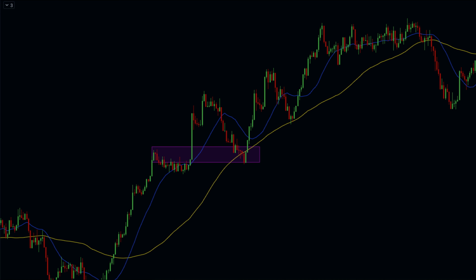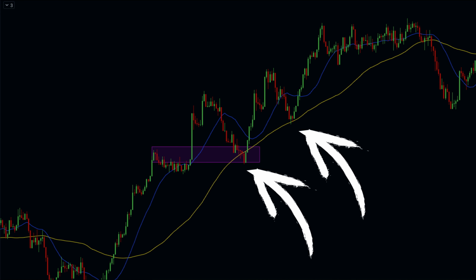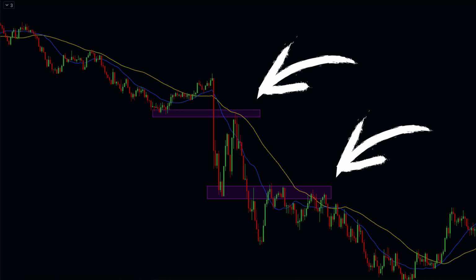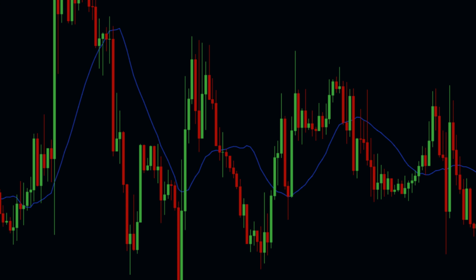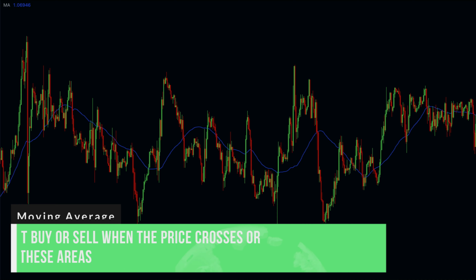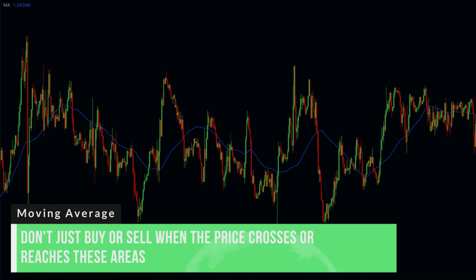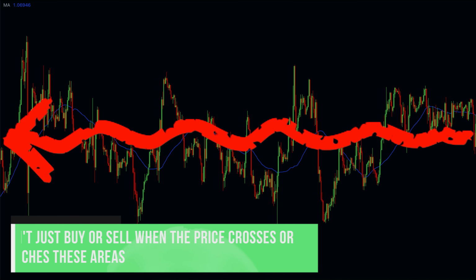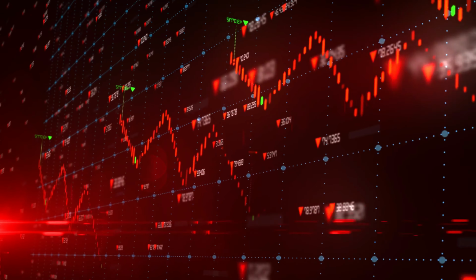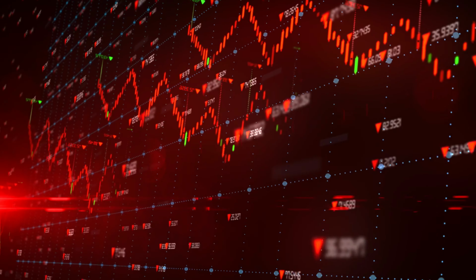When the market is trending, these moving average areas can act as support in a heavy uptrend, as you can see here in this example. Similarly, these areas can act as resistance in a heavy downtrend like this. But we don't just buy or sell when the price crosses or reaches these areas, because the trend will eventually turn or the price can go sideways. You need a lot more confluence and other factors to make this a profitable strategy.